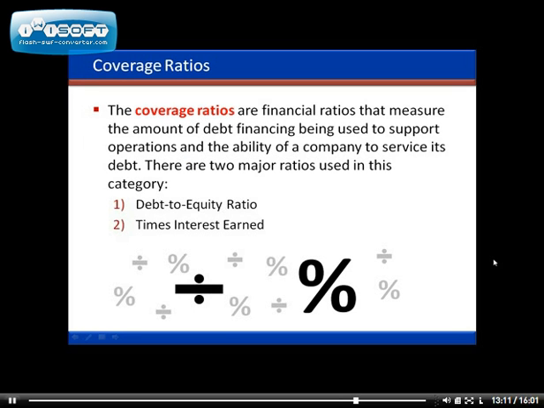So now let's take a look at coverage ratios. Coverage ratios are financial ratios that measure the amount of debt financing being used to support operations and the ability of a company to service its debt. And there are two major ratios used in this category. There's debt to equity ratio, and there's times interest earned.